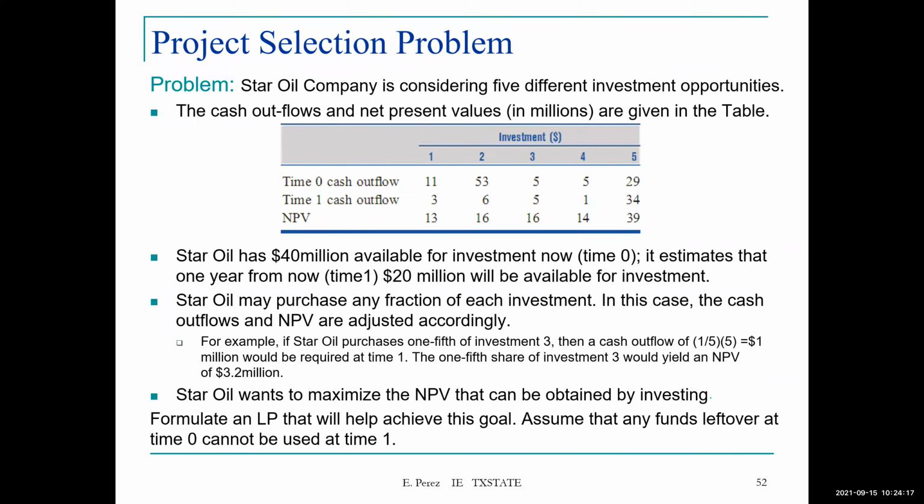A 1/5 share of investment 3 will yield a net present value of 3.2 million. The company wants to maximize the net present value that can be obtained by investing. So we want to formulate an LP that will help achieve this goal. Assume that any funds left over at time 0 cannot be used at time 1.